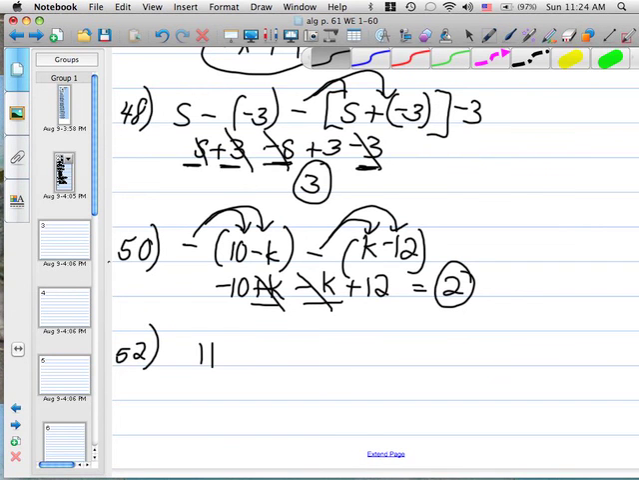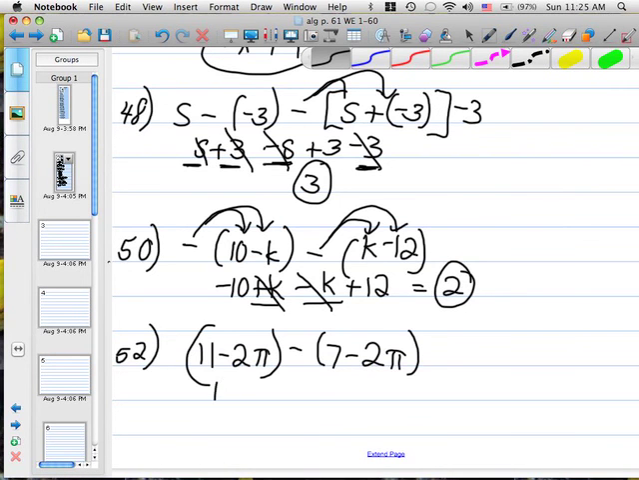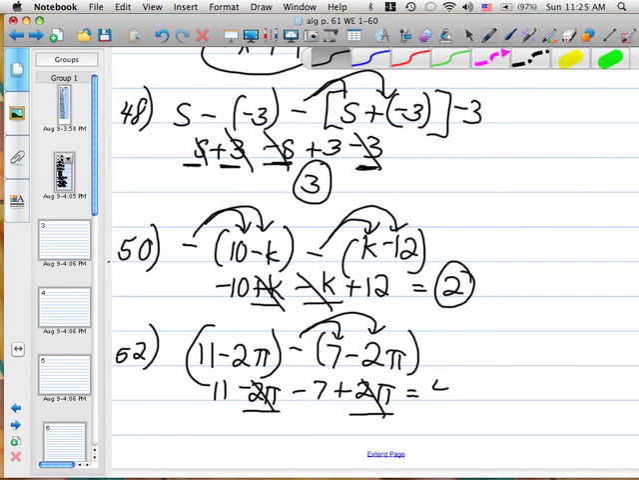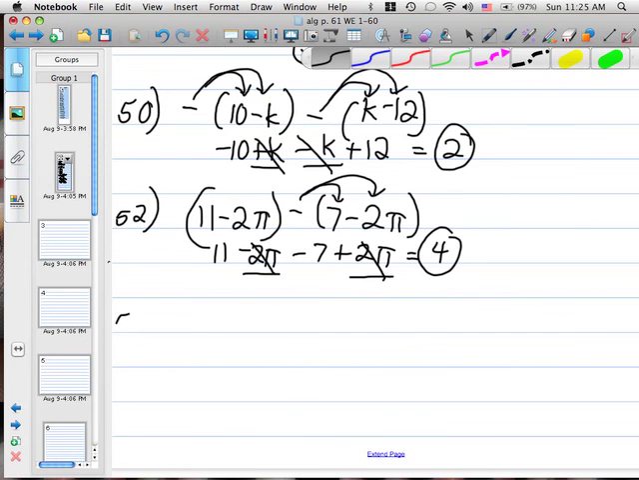Skip a line, number 50 says the opposite of 10 minus k minus the quantity k minus 12. So I'm going to take the opposite of everything here. So that'd be negative 10 plus k. The same here, the opposite of everything here. Negative k plus 12. Positive k, negative k, opposites. Negative 10 plus 12 equals 2. Subtract, the signs are different, and there's more of the 12.